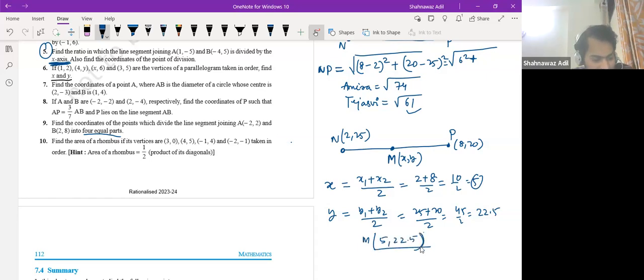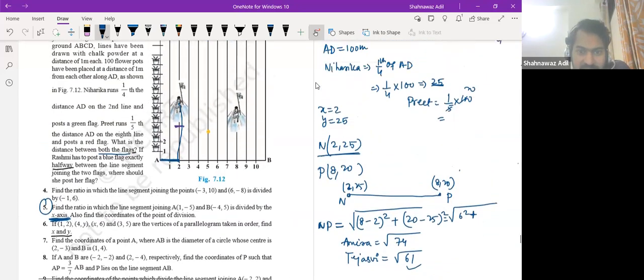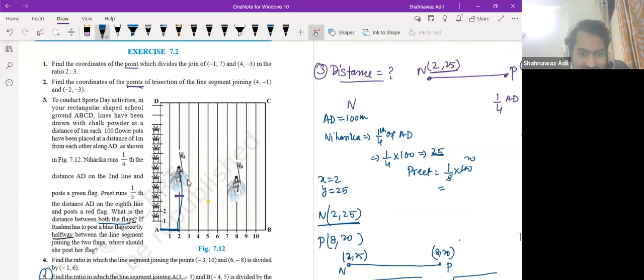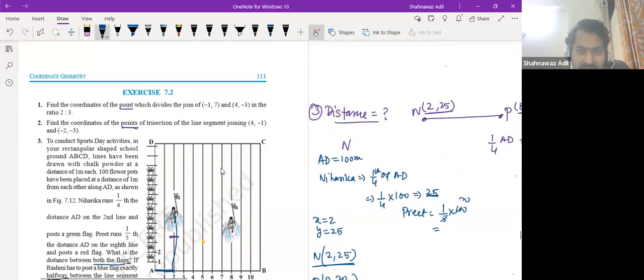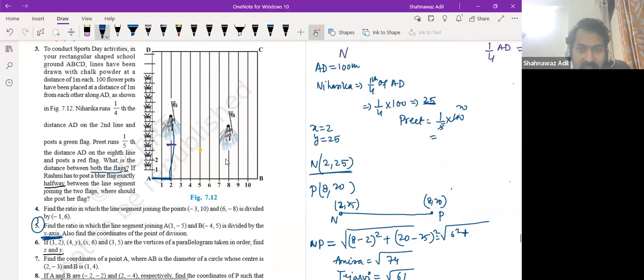Okay, any more doubts, Amira? I have one more doubt in exercise 7.2, question number 6 and 7. What was the doubt in this problem? Actually, I didn't know that we have to convert it. So you didn't know how to calculate the coordinates.